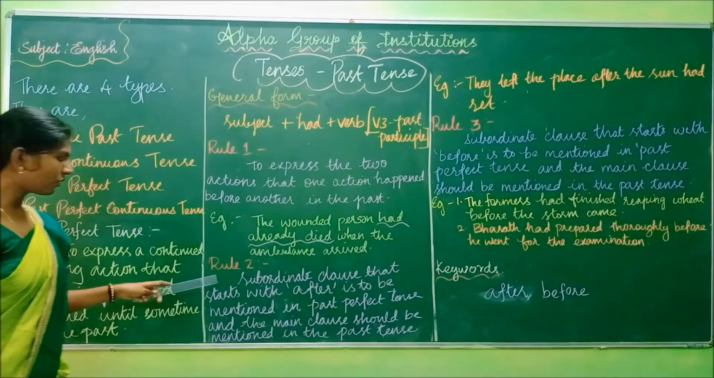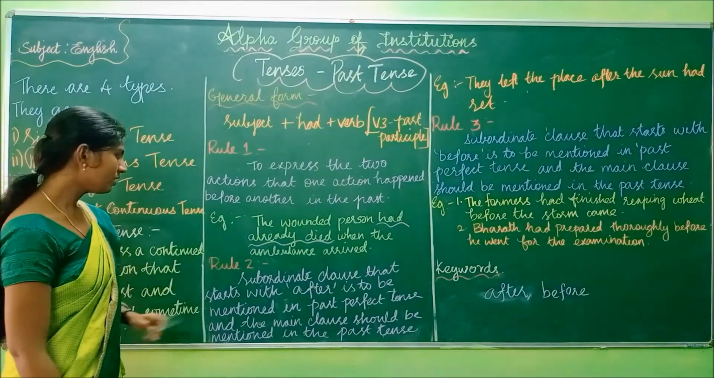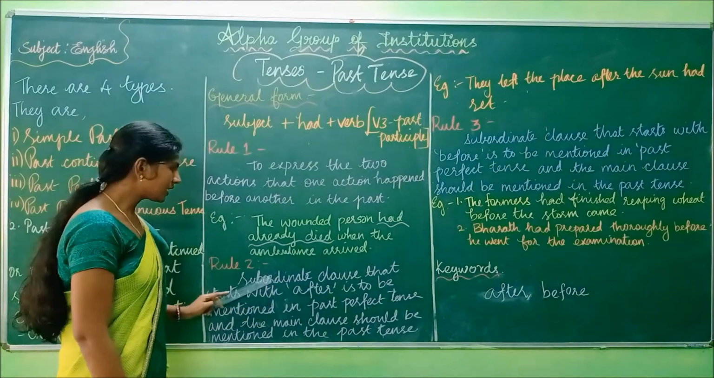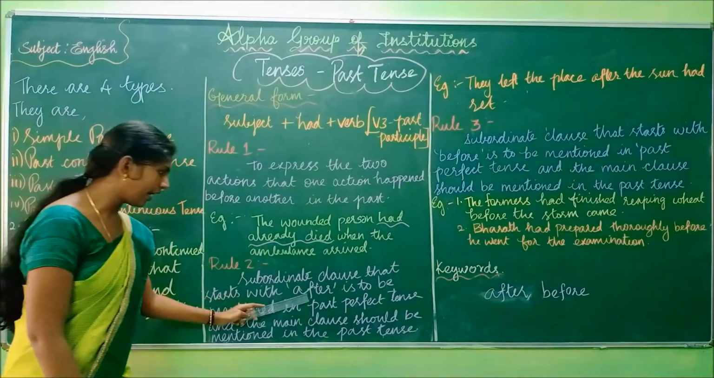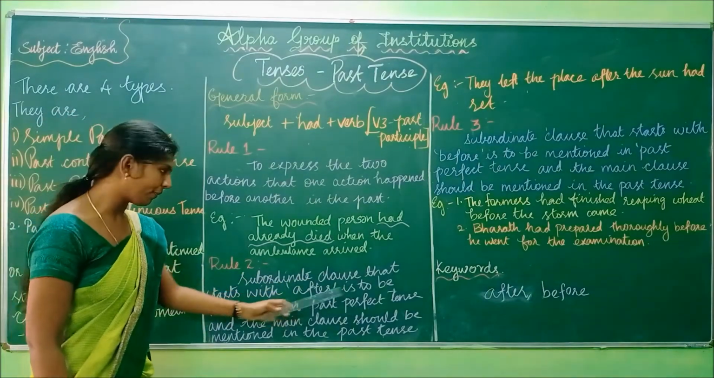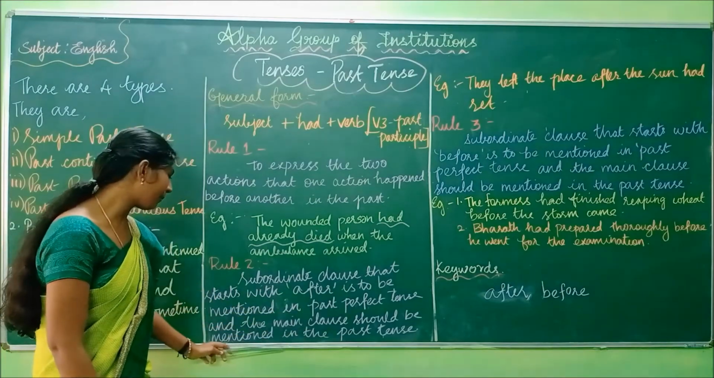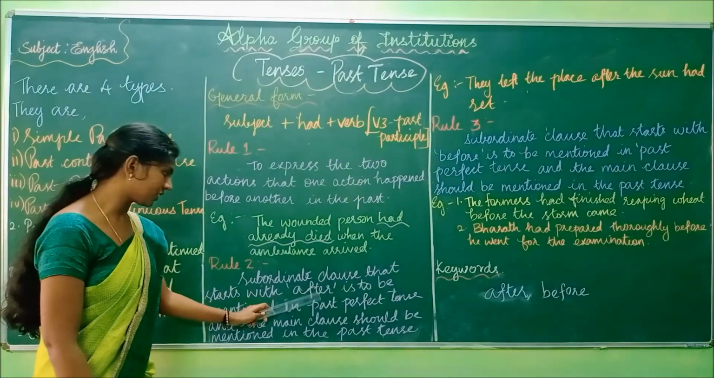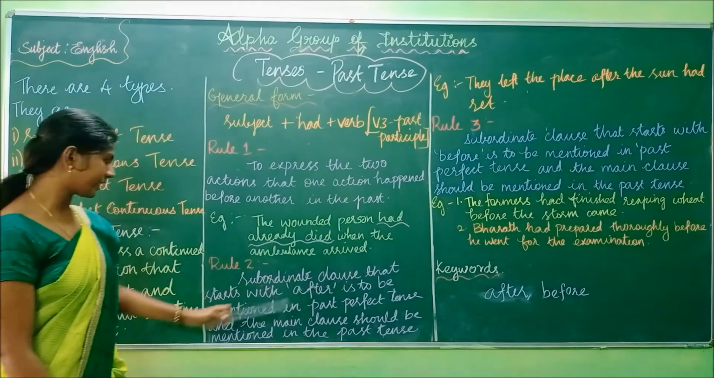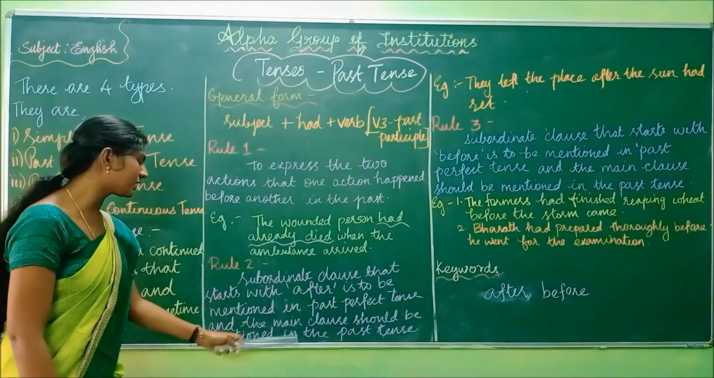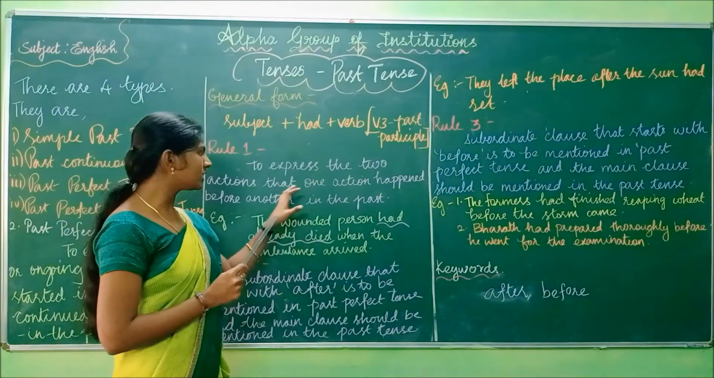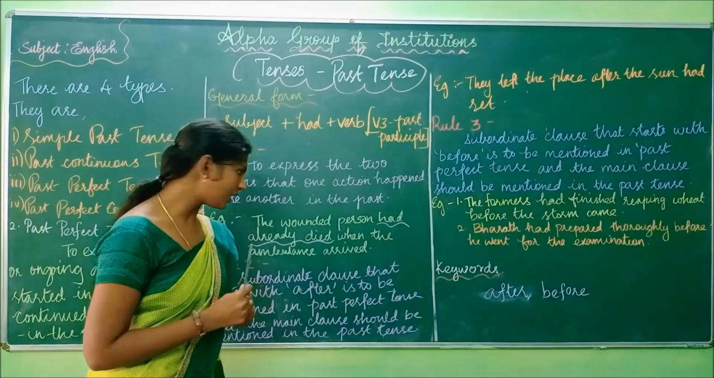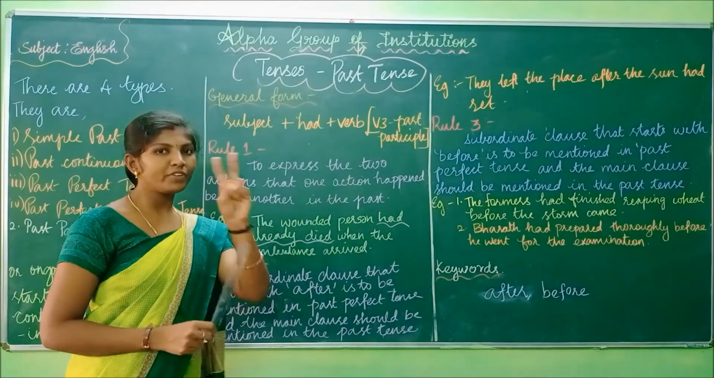Okay children, so we'll move on with rule number 2. A subordinate clause that starts with after is to be mentioned in past perfect tense, and the main clause should be mentioned in the past tense. Likewise, we are seeing two sentences here. Here also in rule number 2 we have two sentences. But the difference is the subordinate clause. So we have two clauses.